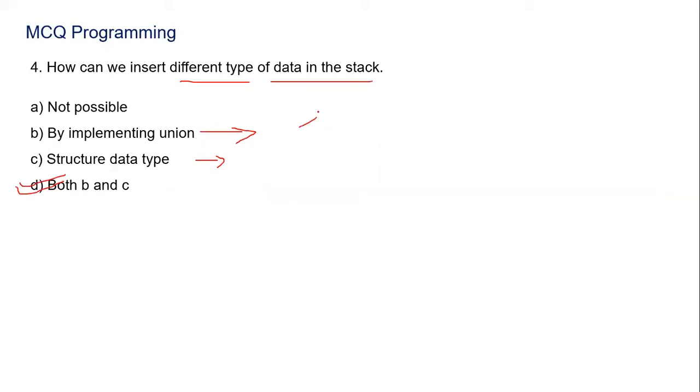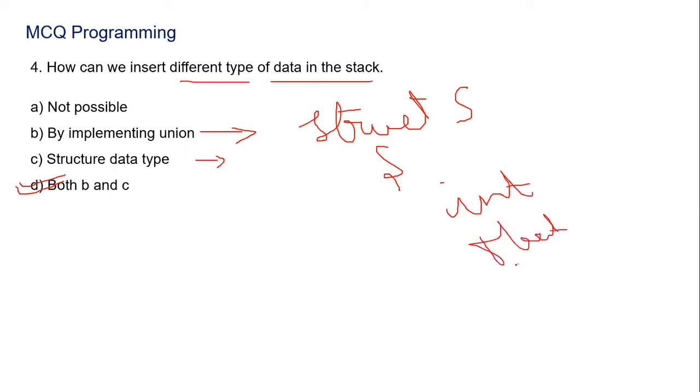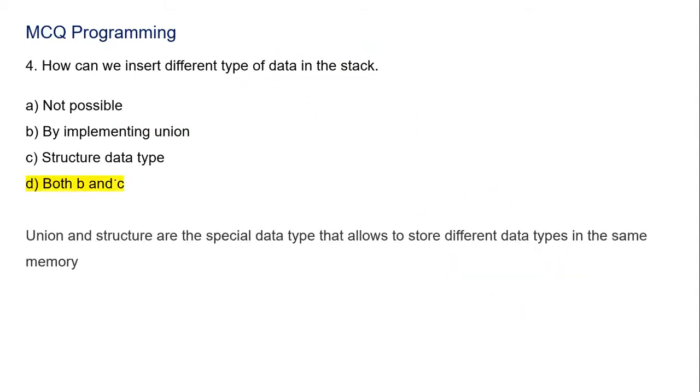If you remember, in the structure, when you create, let's suppose struct employee or student, there you can have integer, you can have float, you can have char, right? You can have anything. So basically different data types you are putting into one, and it is going to be in the stack. So the correct answer is the union as well as the structure. So both B and C are the correct answer.